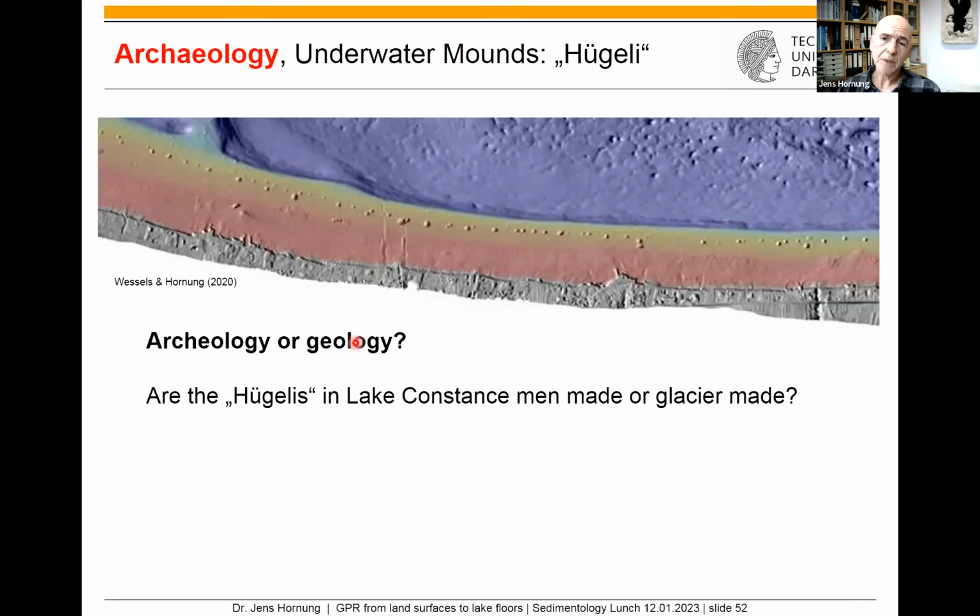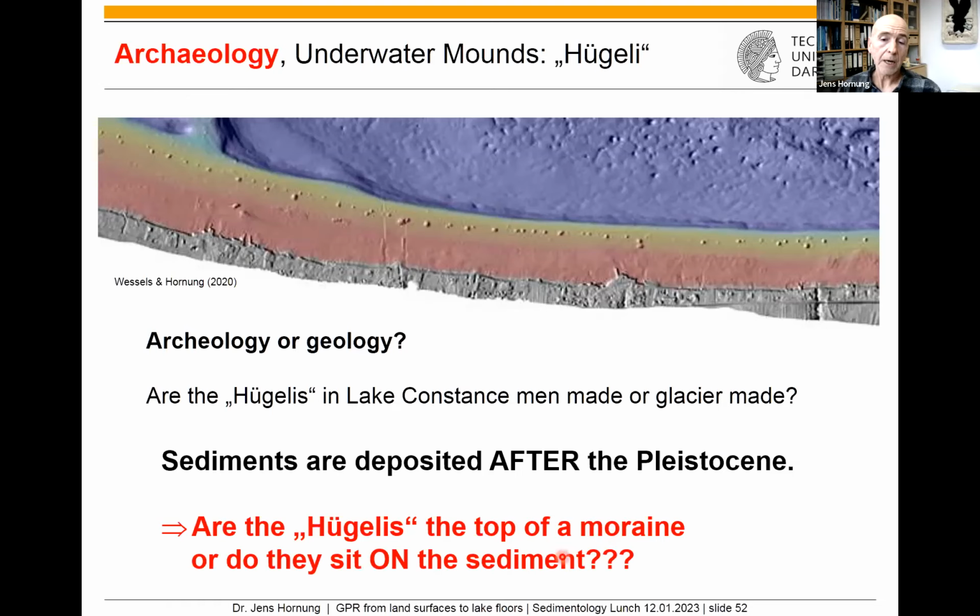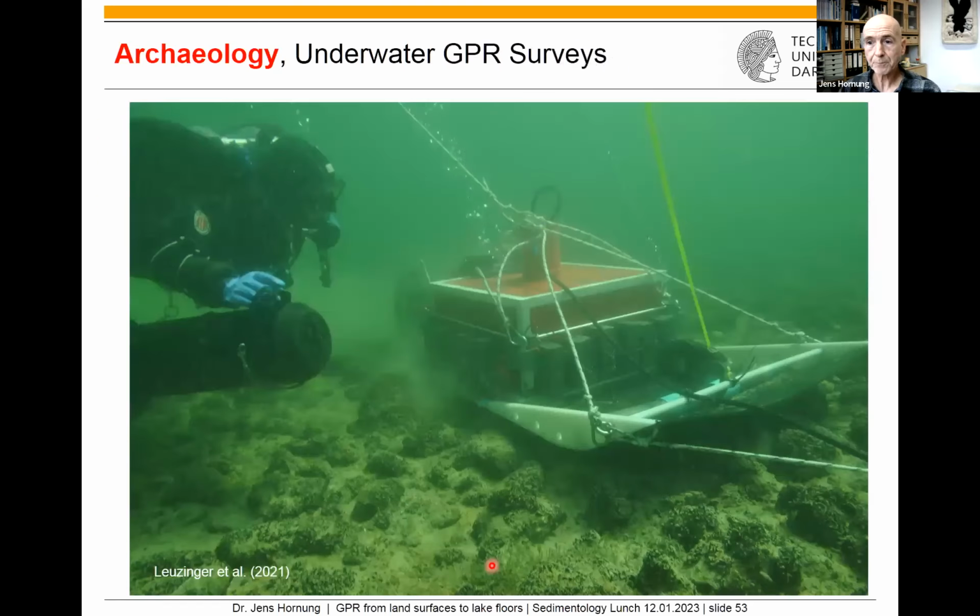And so the thing was that the sediments, which are here at the lakeshore, are deposited definitely after the Pleistocene. However, the hügelis could be the top, so the summit of a moraine, or are the hügelis, which is the local language of Switzerland for these boulder mounds, or do they sit on top of the sediment? Then they would be man-made.